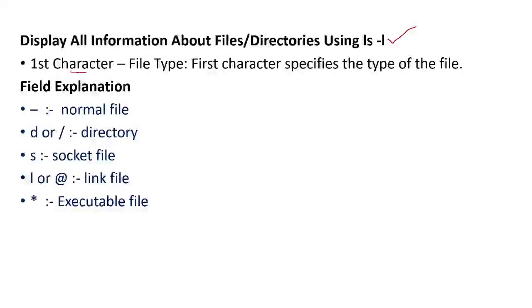The first character we have seen is the file type, that is hyphen or d. From this we will understand whether it is a file or directory. So hyphen indicates a normal file, d indicates a directory. If there is an s, you need to understand this is a socket file. If there is an l or this symbol, you need to understand it is a link file. If there is a star symbol, then these are executable files. So all this you can understand from the first character, the file type.